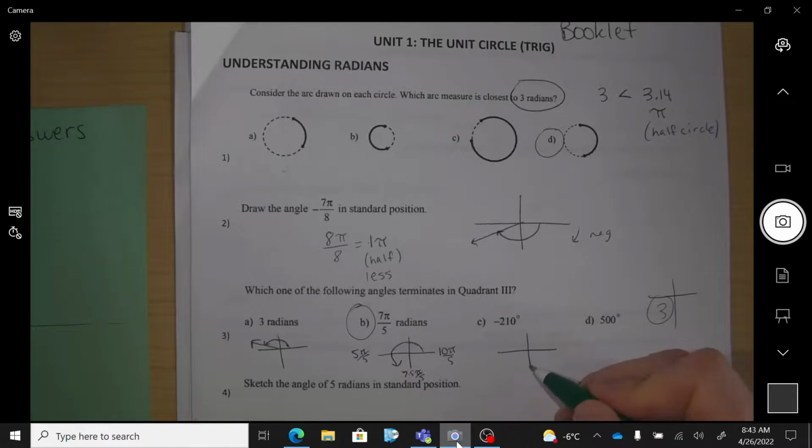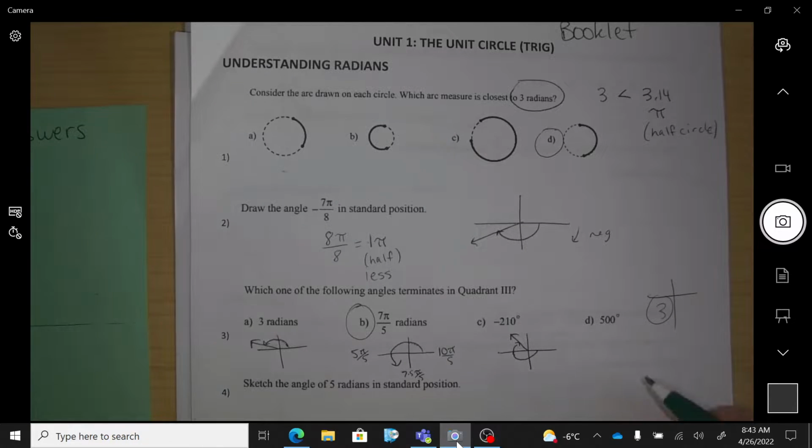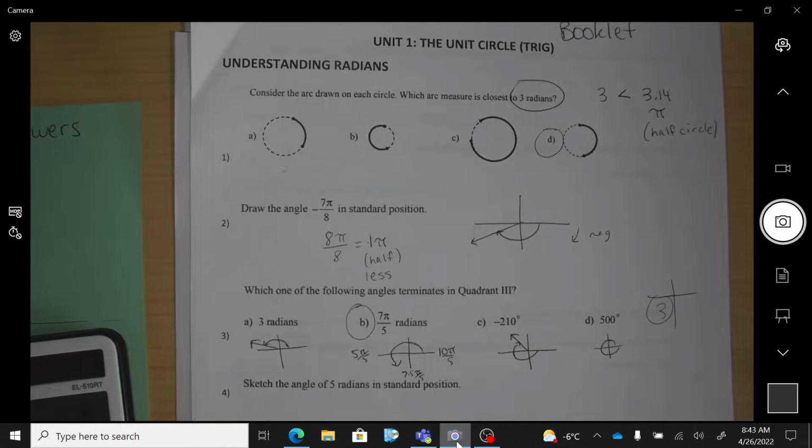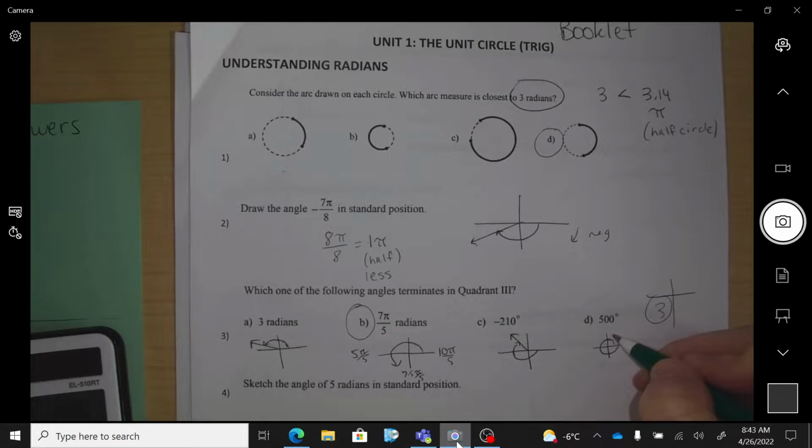Okay, we can eliminate the other ones. Negative 210, negative 180, and more. So that's in quadrant 2. 500 would be 360 plus how much more? 140. So that one would also be in quadrant 2.